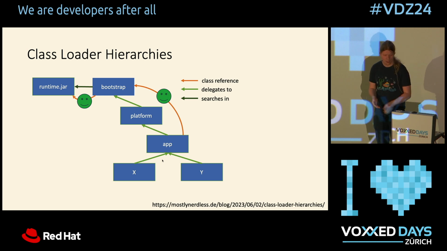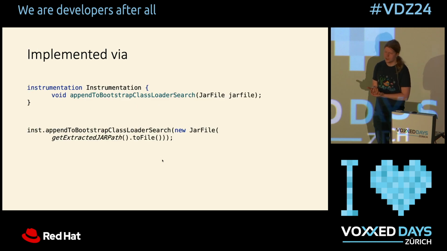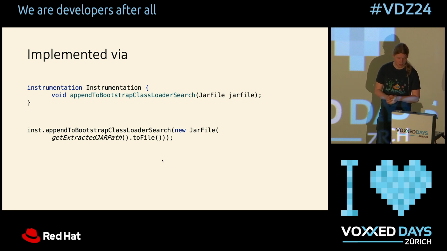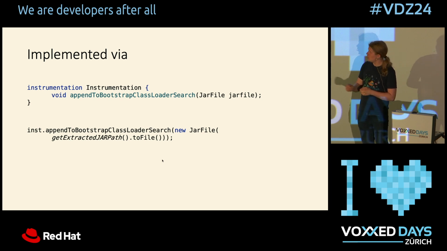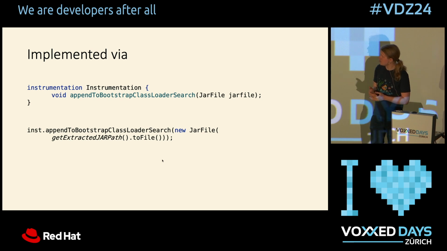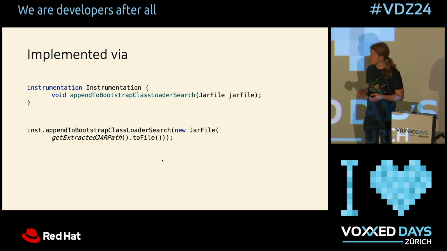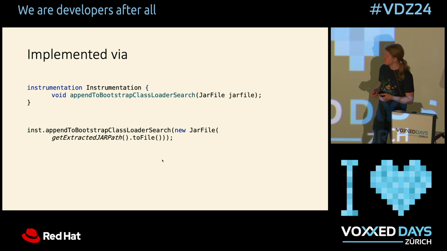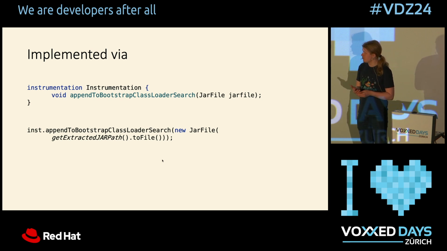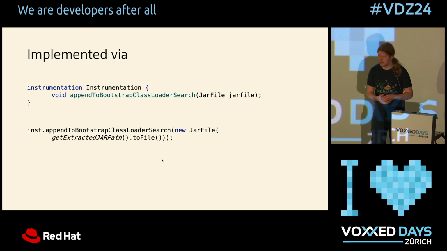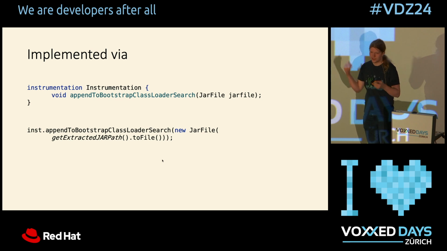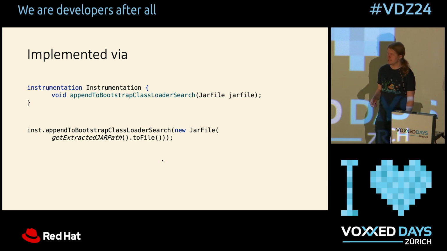They're nice people. And so the question is now, how do we implement the transformation? How do we implement this appending to Bootstrap? Essentially, every agent gets an instance of the instrumentation class, and this has a method called appendToBootstrap, and we just call it, and that's fine.